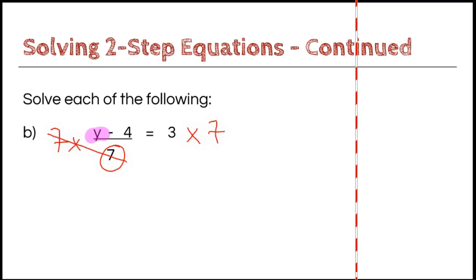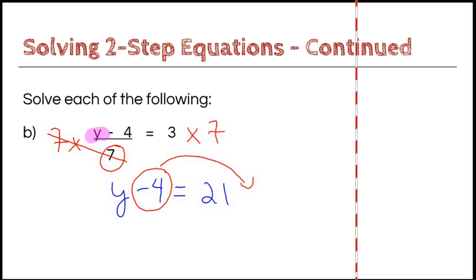Now I'm going to clean this up. So once the 7's divide out, I'm left with a 1 there. And 1 times y minus 4 leaves me with y minus 4 on the left-hand side. 3 times 7 will give me 21. Now when I look at this, it looks fairly straightforward to solve. I need to get y all by itself, so that means moving that negative 4 to the opposite side of the equal sign. And when I do that, I end up with 21 plus 4. And that adds to give me my final answer of y equals 25.